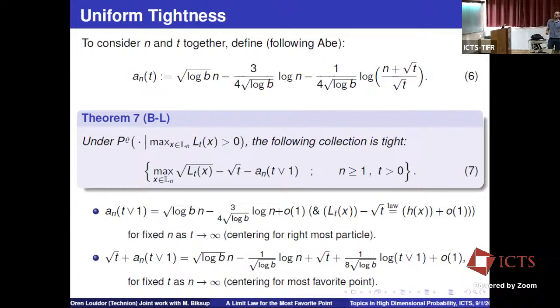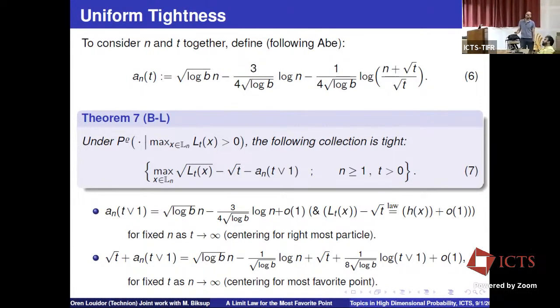If you look at this centering sequence and fix n and send t to infinity, this term will disappear. Then you're centering by this, but as t tends to infinity, we have seen that this converges to the branching random walk or Gaussian free field. So for fixed n, if you first take t to infinity, you get the branching random walk centered around the centering sequence for the maximum. So that captures this.